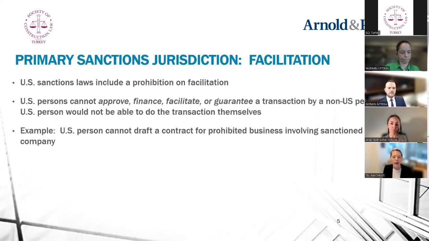So there's also a concept in US sanctions laws called facilitation. It's another example of the sanctions operating a bit more broadly than you might think. It basically says US persons cannot approve, finance, facilitate, or guarantee a transaction by a non-US person if that US person can't do it themselves. So for example, this means that a US person can't draft a contract for prohibited business involving a sanctioned Russian company, even if that US person isn't really part of the project. They can't help the project at all or contribute to it. Next slide.